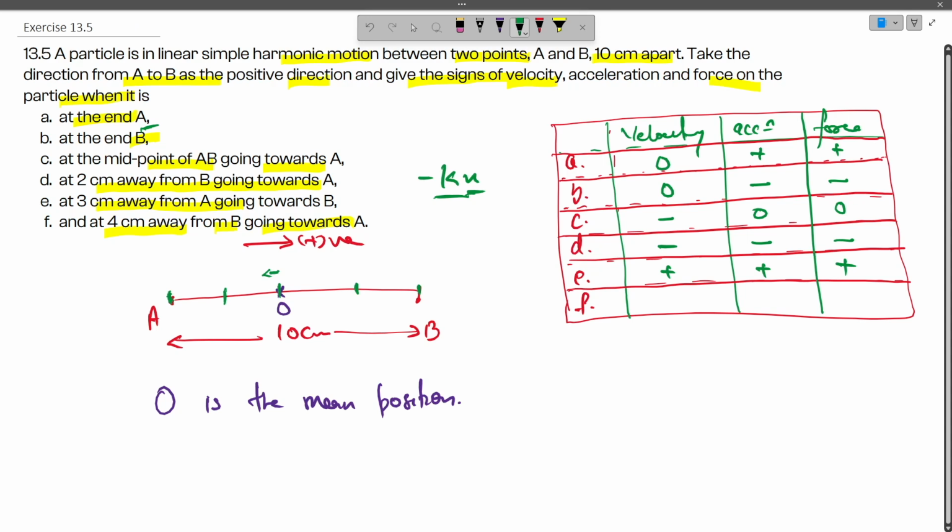Now in part F, we have when the particle is at 4 centimeter away from B going towards A. So the mean position is 5 centimeter away from point B, so the 4 centimeter is near, so we can say that the velocity is again towards A, that is in the negative direction, and force is towards the mean position, that is towards A again, so it is going to be negative, and that also implies that acceleration and force have the same sign, so it is again going to be negative.